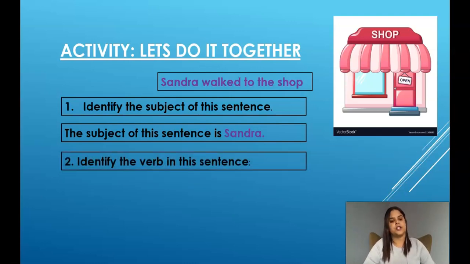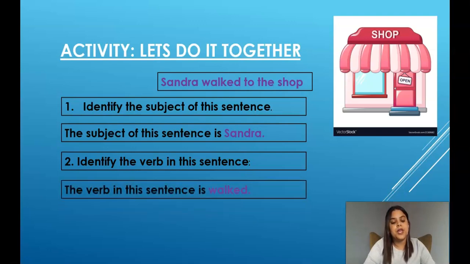The second question is, identify the verb in the sentence. Remember, the verb is the action or the doing word in the sentence. So Sandra walked to the shop. Which one of those words is the doing word? The verb in the sentence is walked. Very good, grade 4.